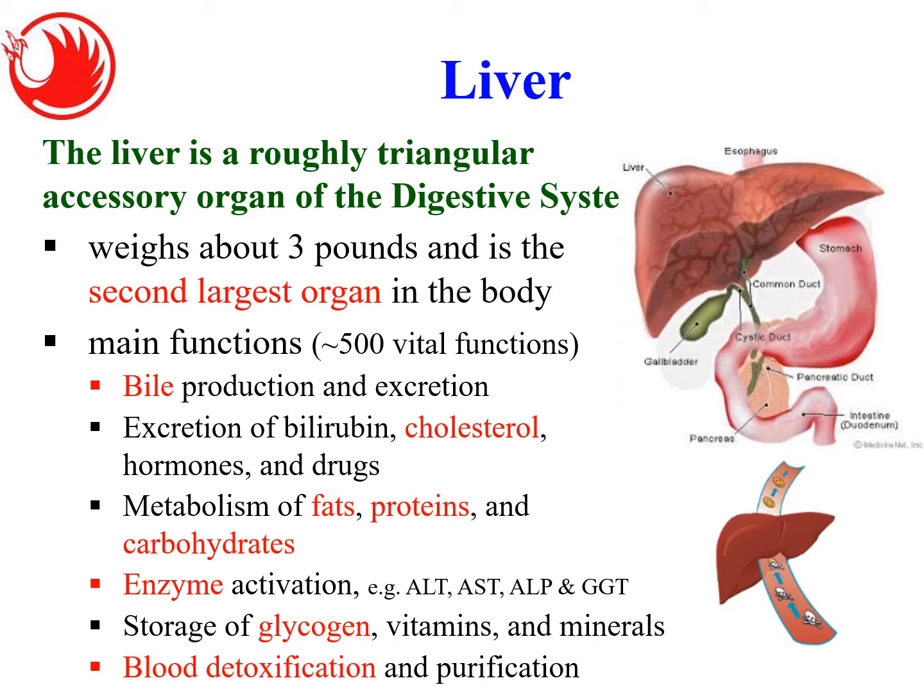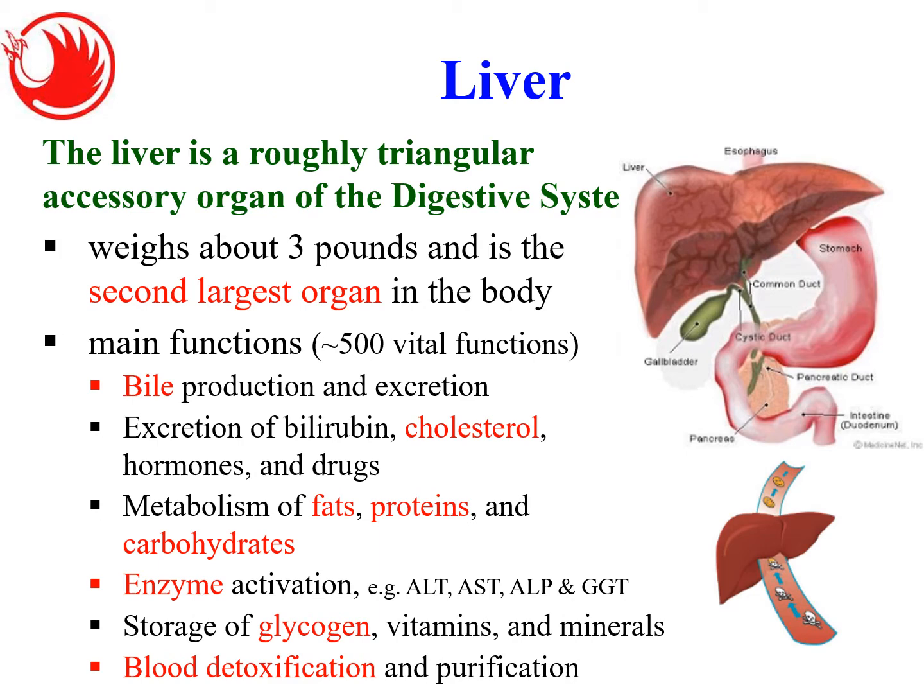So in the liver, there are thousands of small, tiny processing units called lobules, which act like small factories that do the sorting, processing, and storing. There are about 500 vital liver functions. Their main functions are as follows: bile production and excretion. Meaning they make bile to help in digestion and to break down the fat in the intestine. The next one is excretion of bilirubin, cholesterol, hormones, and drugs.